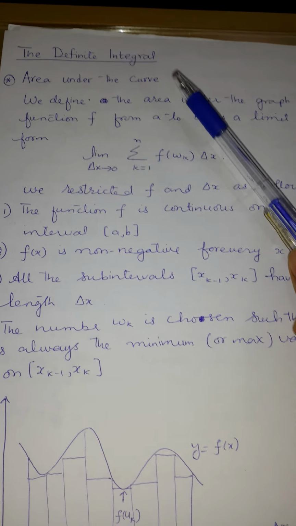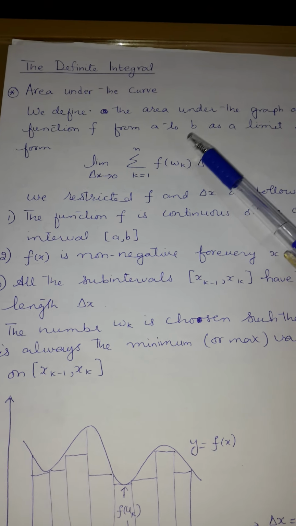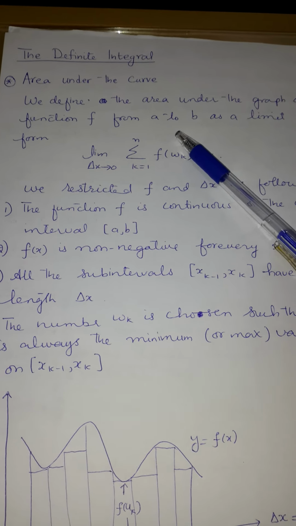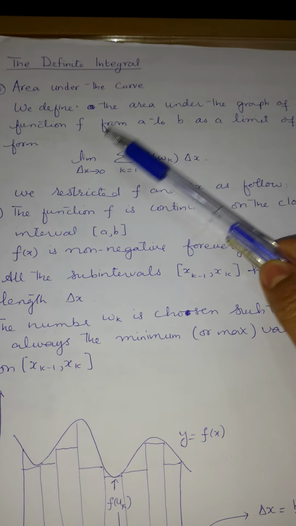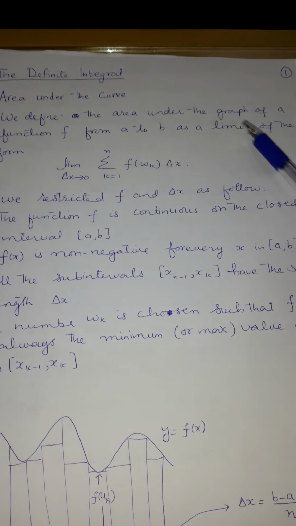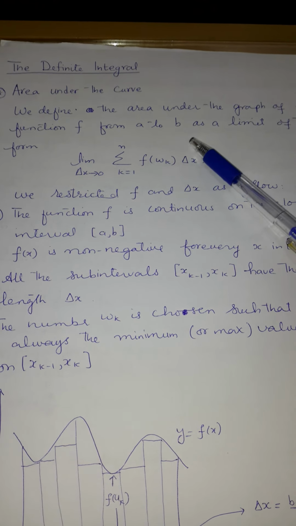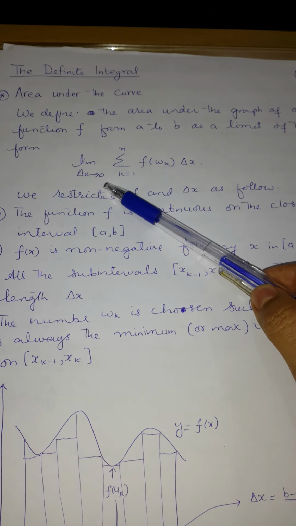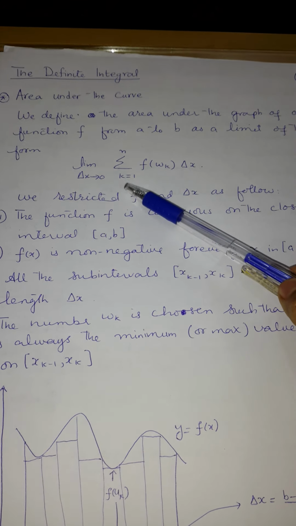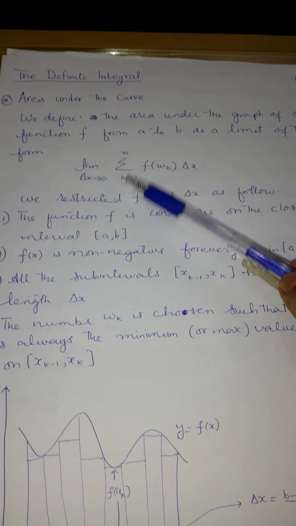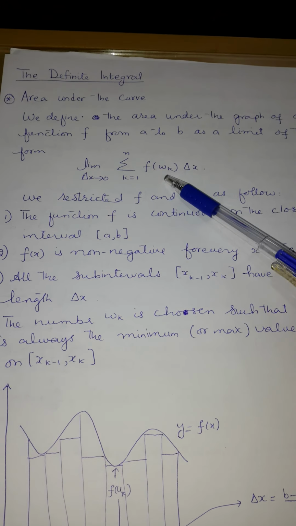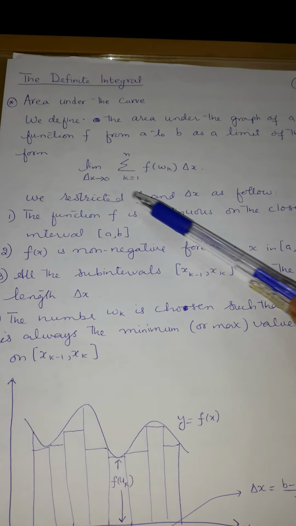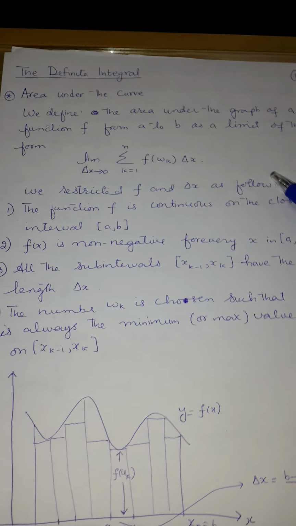So before defining definite integral, we have to discuss two concepts. The first concept is area under the curve. We define the area under the graph of a function f from a to b as a limit of the form: limit as delta x approaches 0 of the summation from k equals 1 to n of f of omega k times delta x, where we restricted f and delta x as follows.